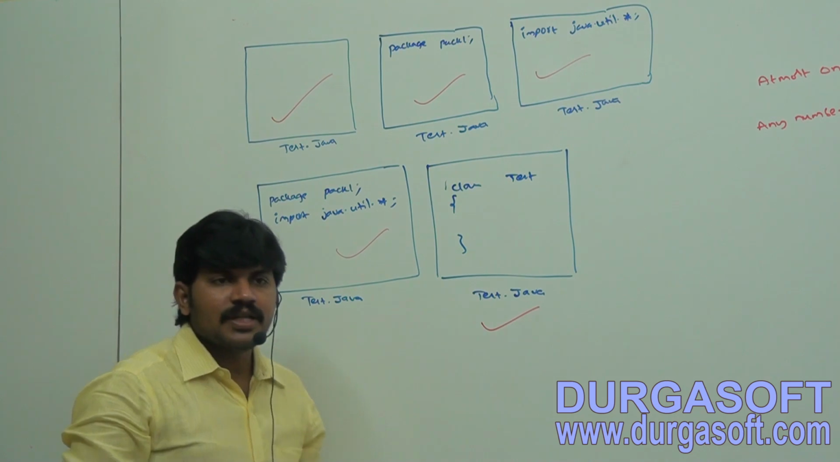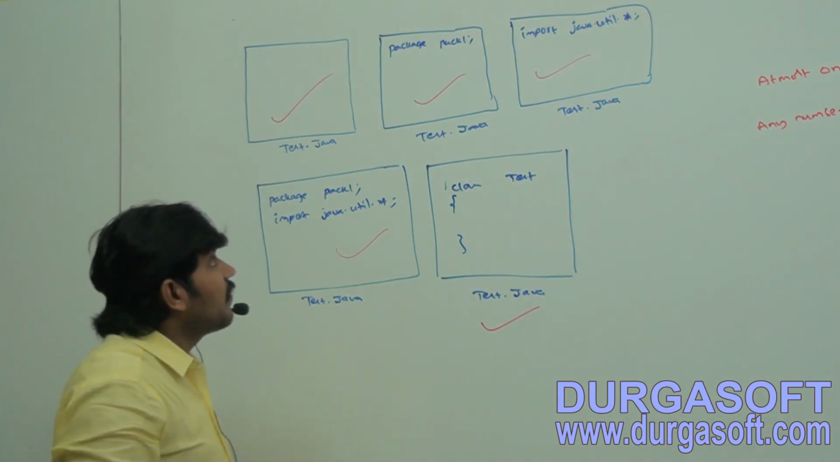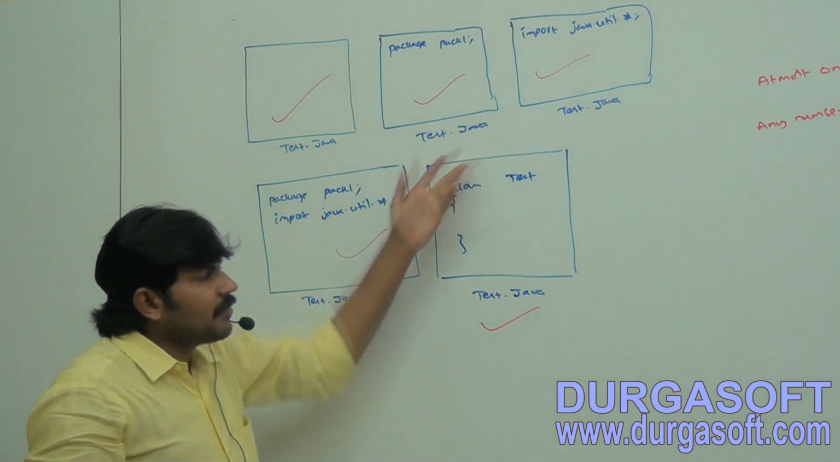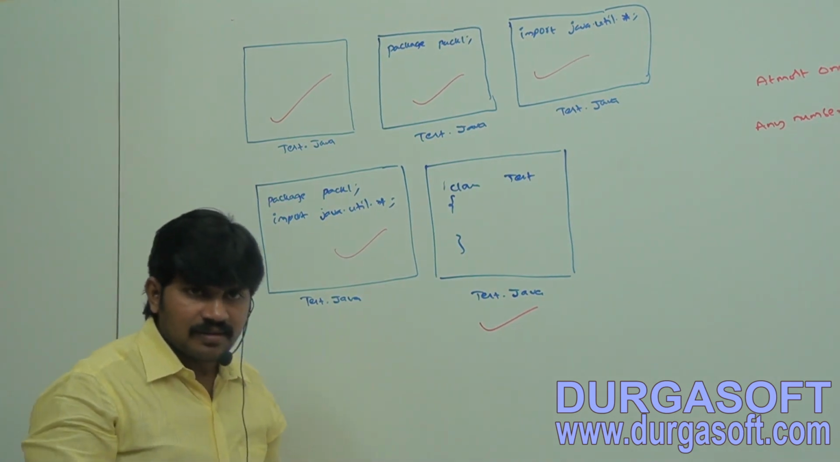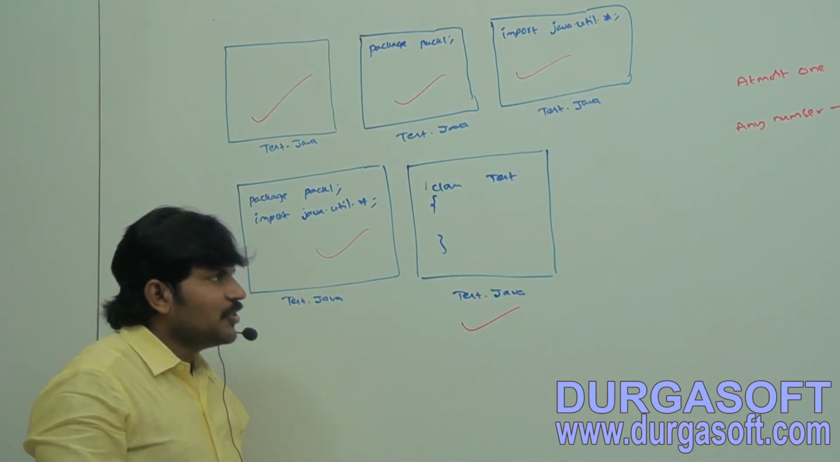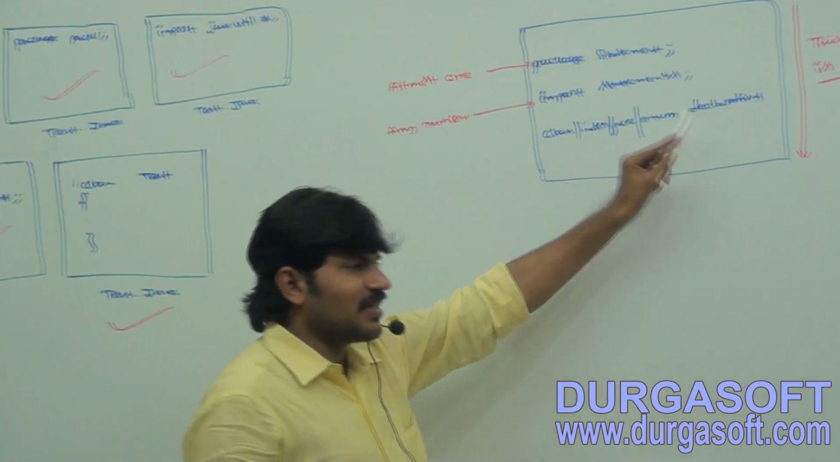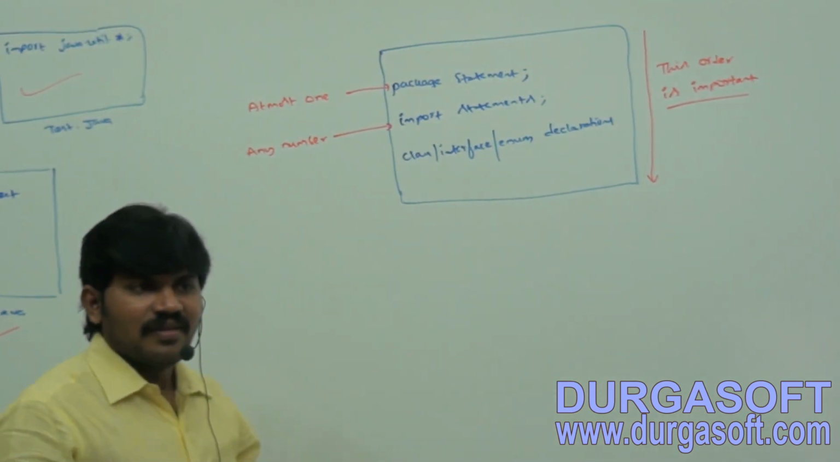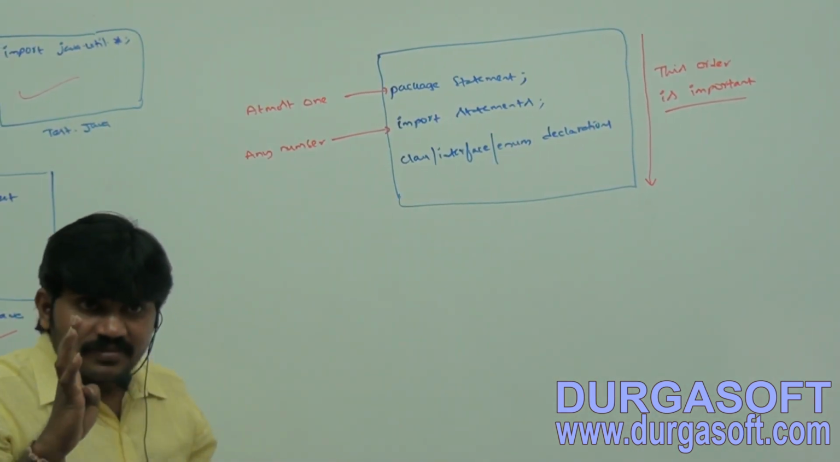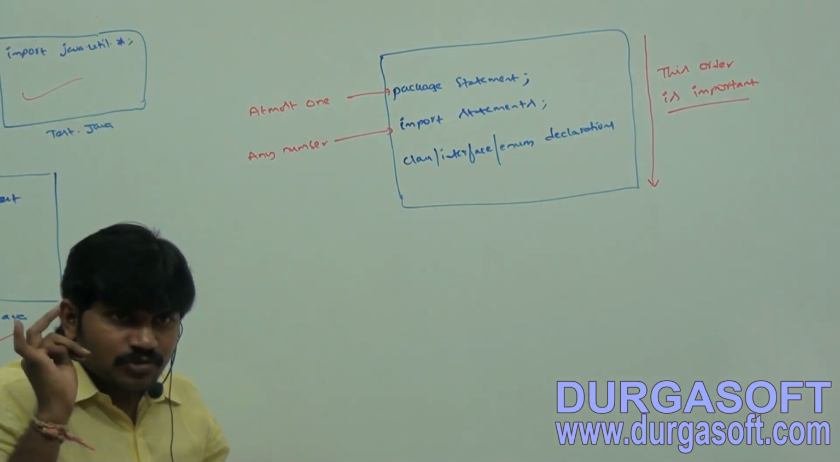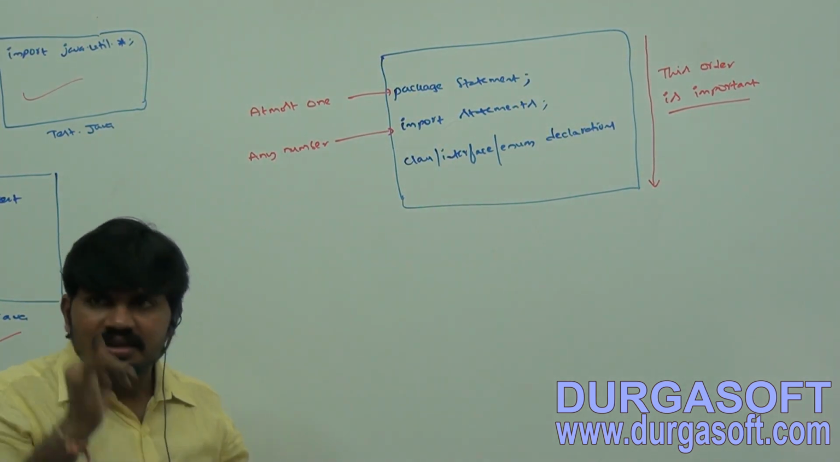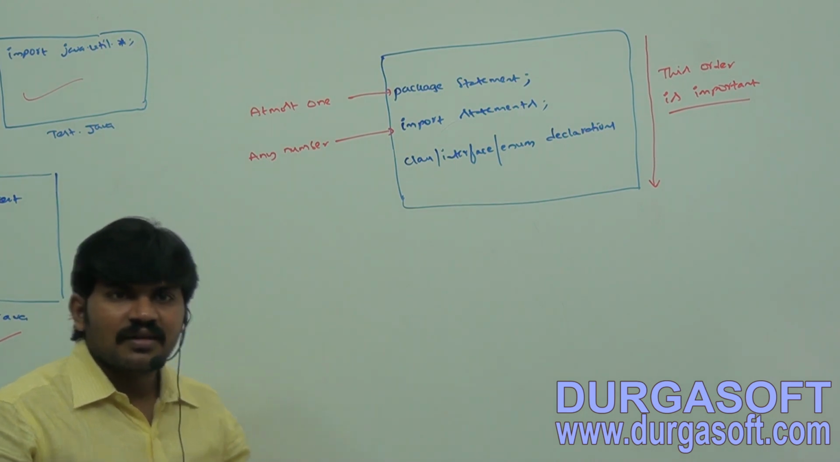Okay, an empty source file is a valid Java program, so automatically the remaining ones are also valid, no problem at all. Now with this knowledge you have to tell what about this one. How many classes, interfaces or enum declarations are allowed? Any number, at least one, at most one, or exactly one. Which one is the correct answer?